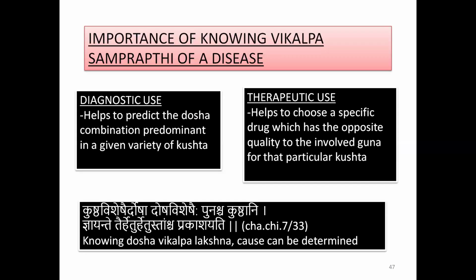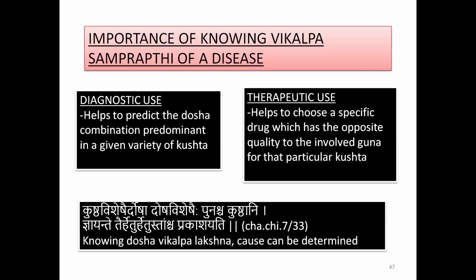Then what is the importance? What is the relevance of knowing the Vikalpa of doshas? Dosha Vikalpa Samprapti has diagnostic use. It helps to predict the dosha combination predominant in a given variety of Kushta. That means the particular dosha guna should be assessed, and from that we can assess the involvement of doshas. From the morphological features of the lesion, we have to assess the gunas. Thus, we have to assess the dosha involved.